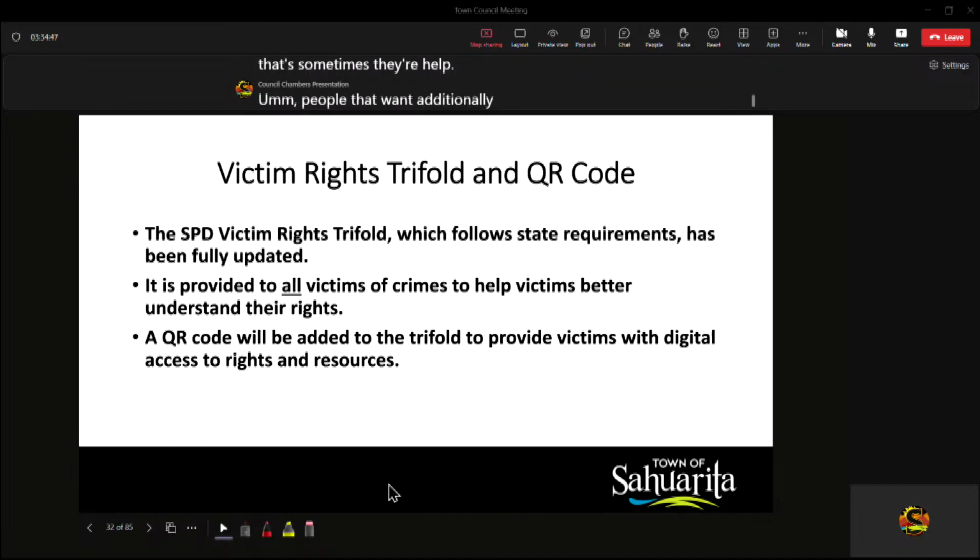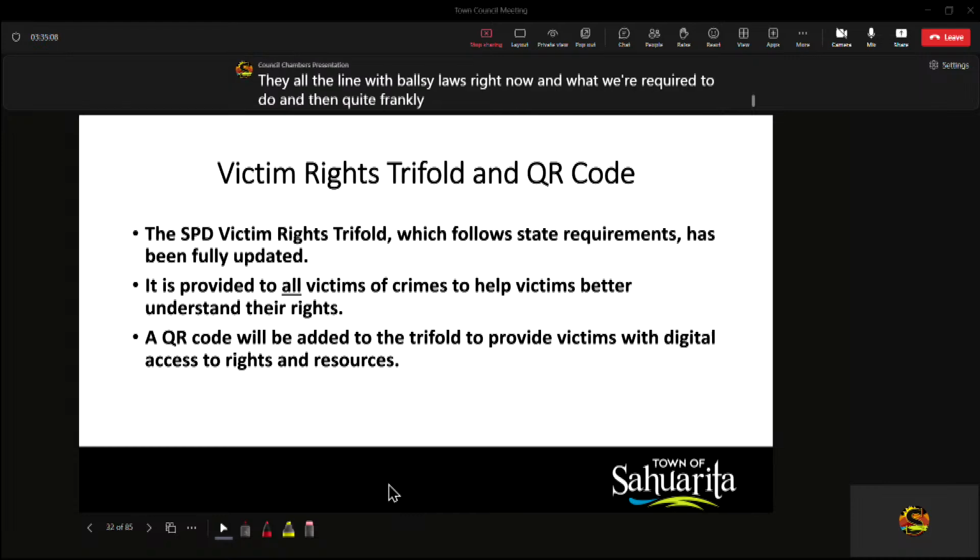Additionally, our victim rights trifold, which I just mentioned in the last slide, we've completely updated that. I think you have a draft in front of you this evening. We did. It looks very comprehensive. Appreciate that. Thank you. It falls in line with all state laws right now and what we're required to do, and then quite frankly adds a little bit more on top of that.